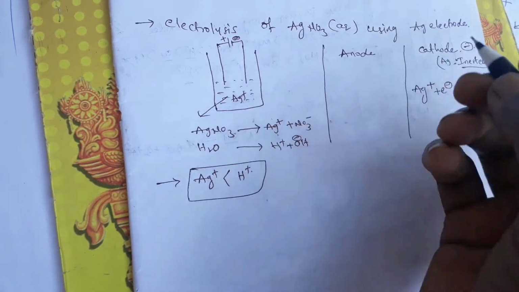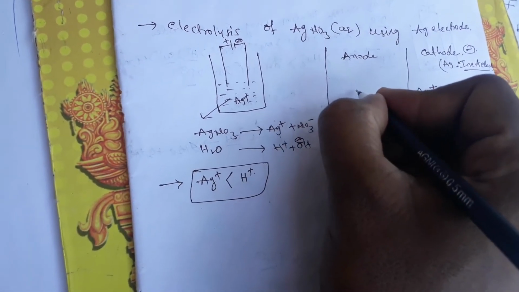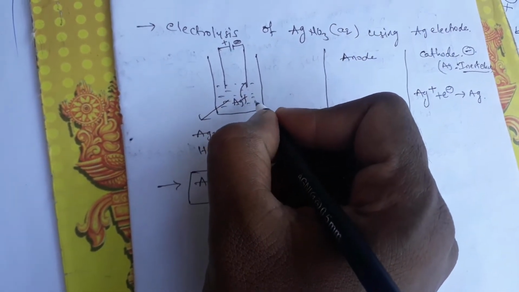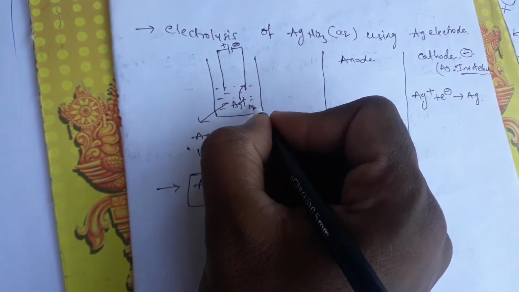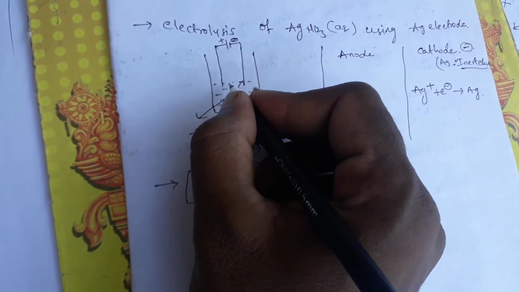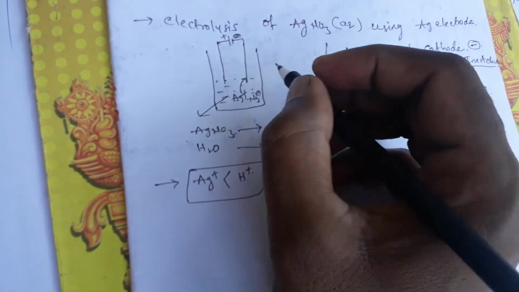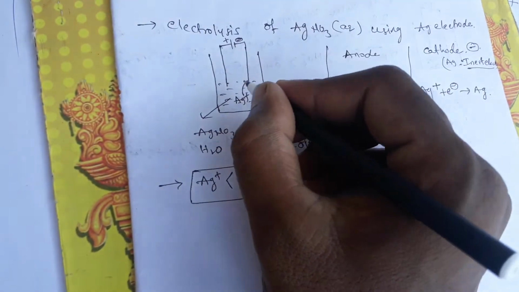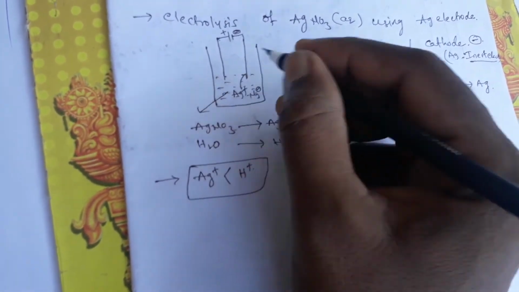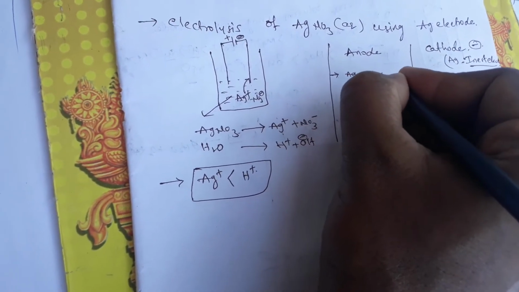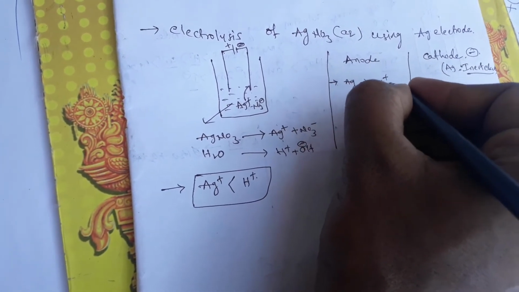But at the anode, what will happen? In the solution, silver is already gone from there, that means NO3 minus ions were present. So NO3 minus ions easily react with this OH minus, and here at the anode the silver is going to be silver plus and electrons.